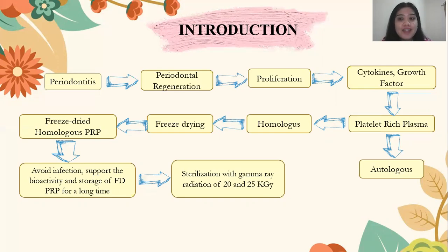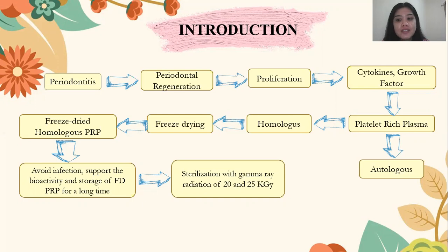And freeze drying is a method to increase the storage time of homologous PRP and maintain the growth factors contained therein. PRP can be preserved by freeze drying without loss of healing properties and contains various growth factors. And to avoid infection, support the bioactivity and storage of PRP for a long time, PRP must be sterilized with gamma radiation. There is a study which states that sterilization with a dose of 25 kGy on PRP did not detect bacteria colonies. So in this study we use doses of 20 and 25 kilograys.